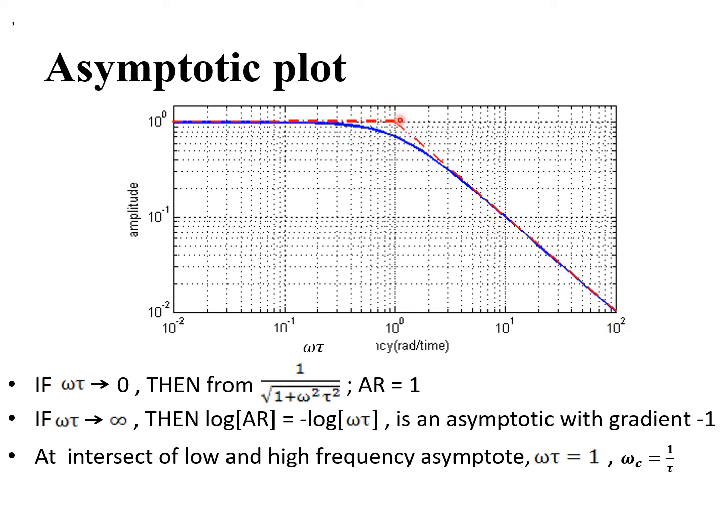See, the red one is the asymptotic line, the low asymptotic line and the high asymptotic line, and the blue line is the actual curve. We plot the actual curve, that is the blue line. It corresponds at low values of omega and at high values of omega. Here there's a slight difference, and the highest difference is at this corner frequency, normally only about 30%. It's good enough for us to use this for designing many things.